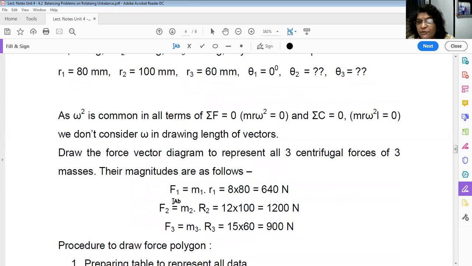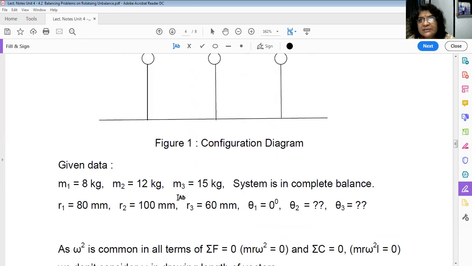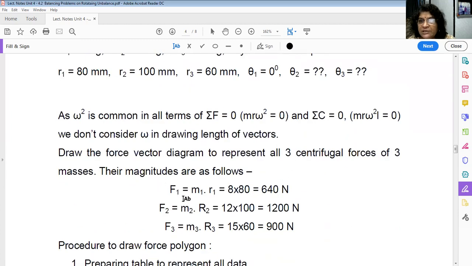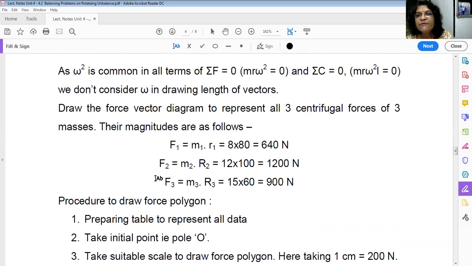What is the first force? F1 is given by this mass M1, R1 and omega square. So F1 is equal to M1 R1. It is basically M R omega square, but as I told you, omega square we never consider because it is present in every term. So F1 is equal to M1 R1. M1 is given 8 kg, R1 is given 80 mm. So F1 is 640 Newton. Like this, we have found out F2 and F3. So magnitudes are known to us, F1, F2, F3.